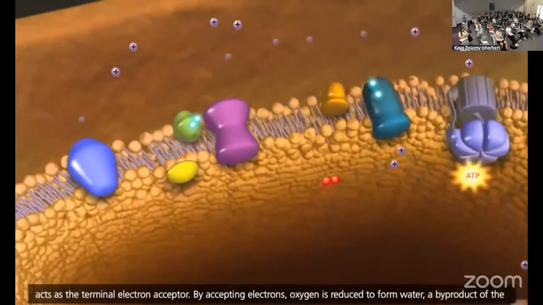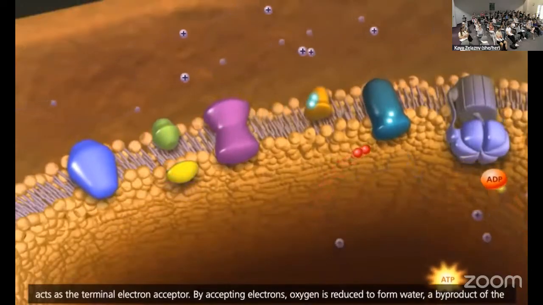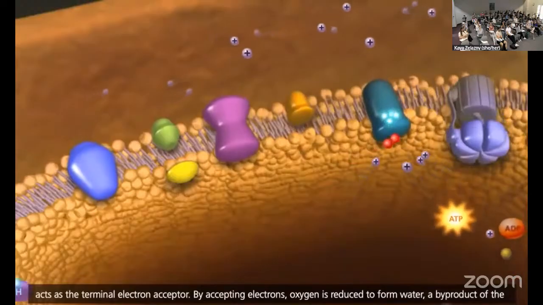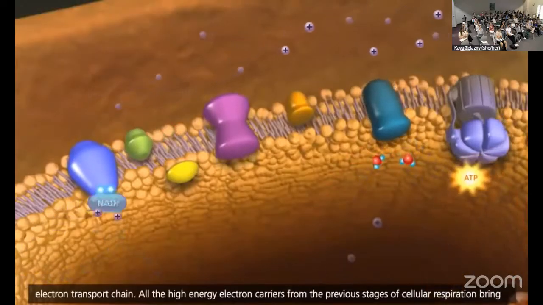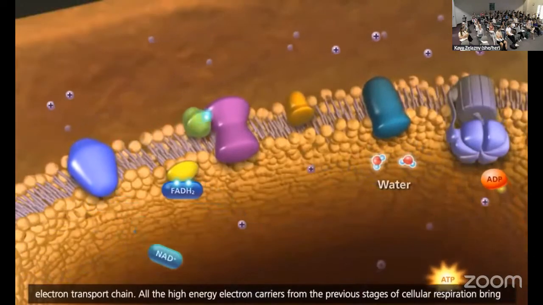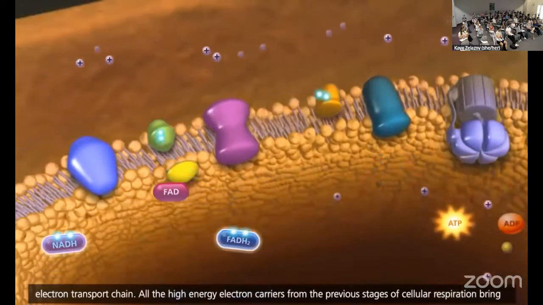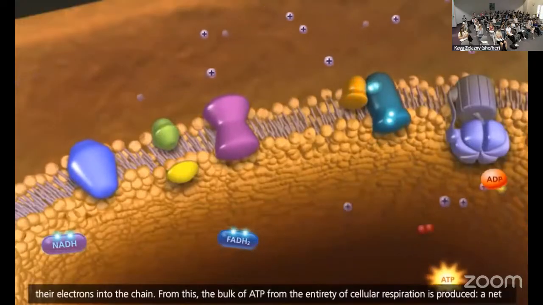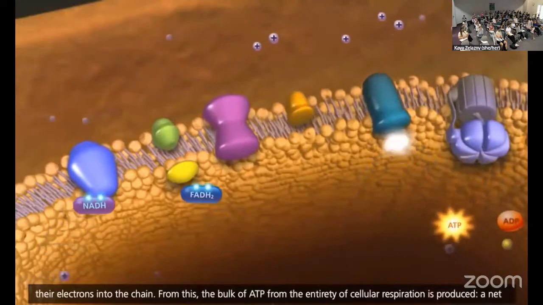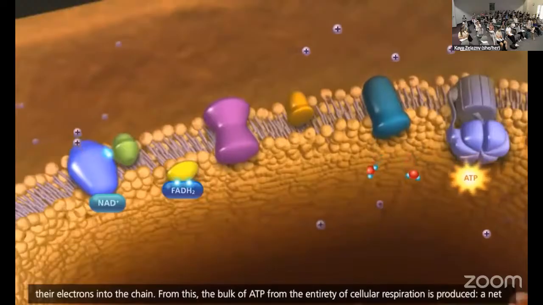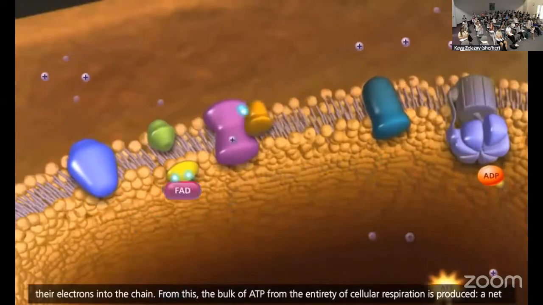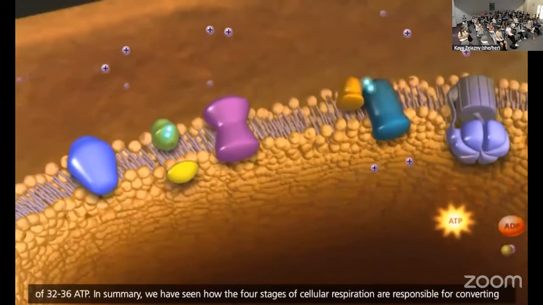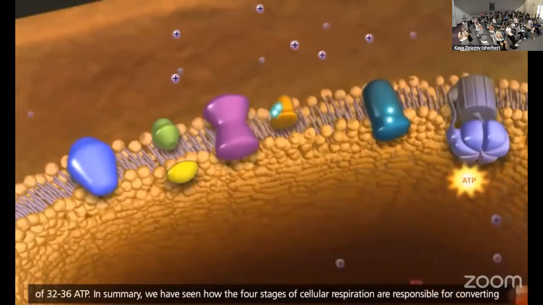By accepting electrons, oxygen is reduced to form water, a byproduct of the electron transport chain. All the high-energy electron carriers from the previous stages of cellular respiration bring their electrons into the chain. From this, the bulk of ATP from the entirety of cellular respiration is produced, a net of 32 to 36 ATP.